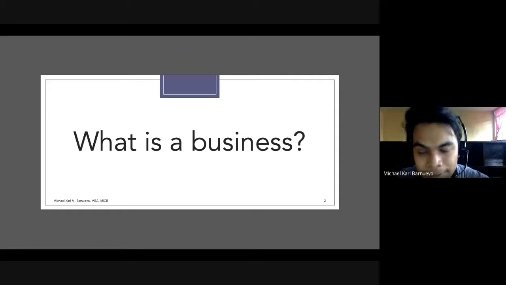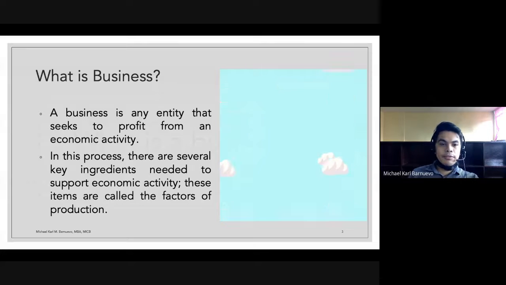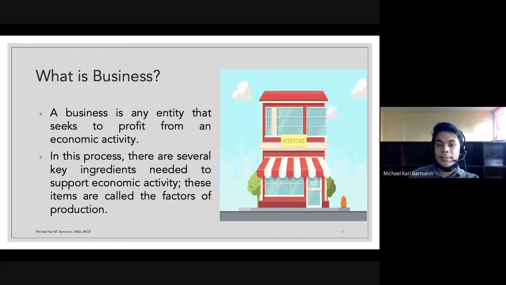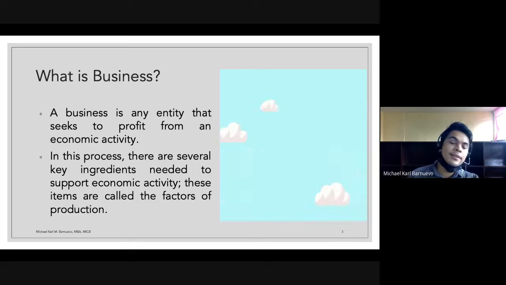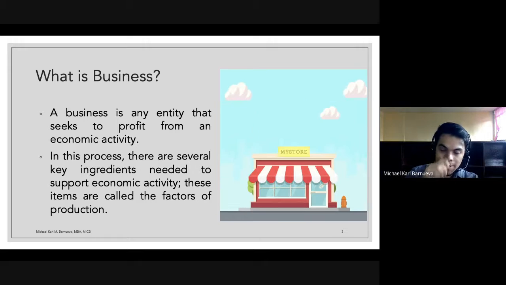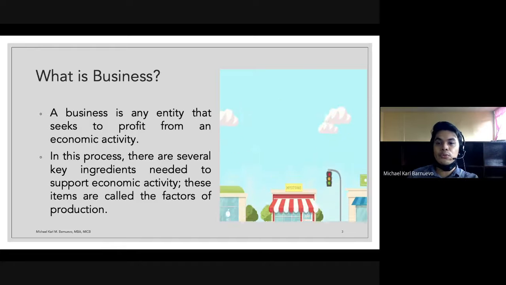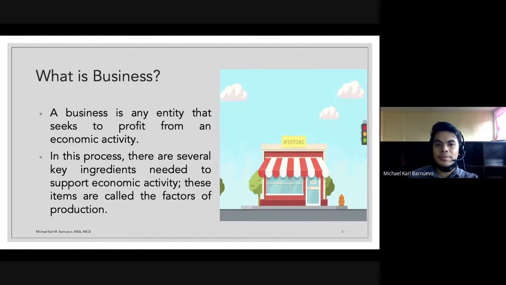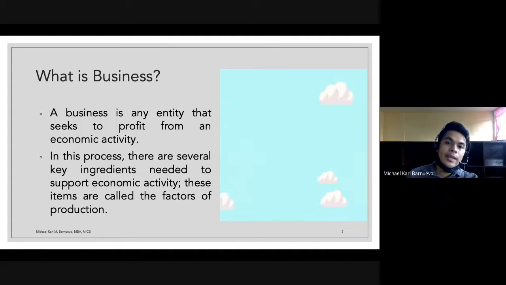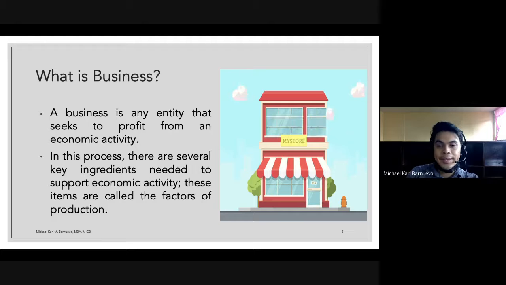Okay. So let us define. A business is an entity that seeks to profit from an economic activity. And what do we mean by an economic activity? Di ba? In economics, there is the demand, there is the supply. There should be a bridge between the demand and supply. The supply will come from the businesses. Let's say that you have a food business. Bibake ka, which is this. You are now producing on the supply side. Who will now buy or consume your product? Di ba? The one on the demand side or your customers.